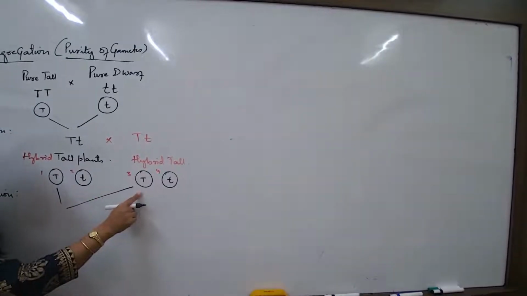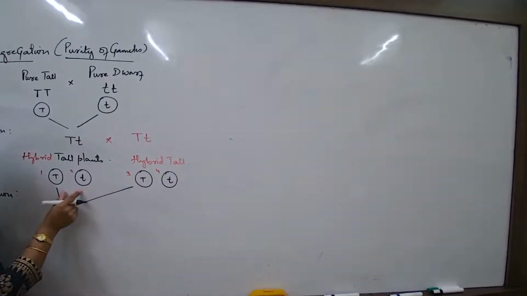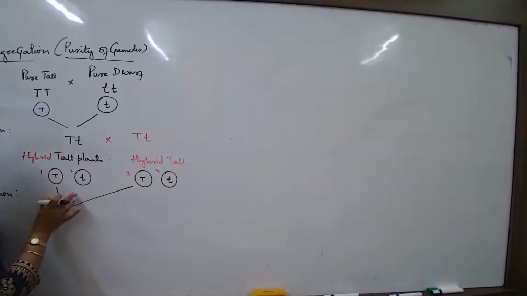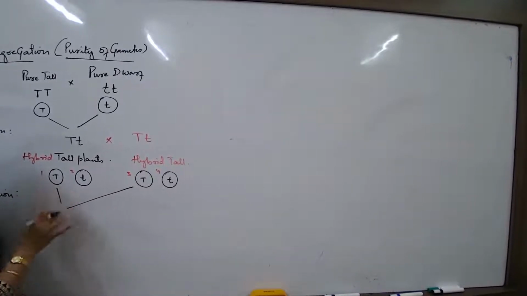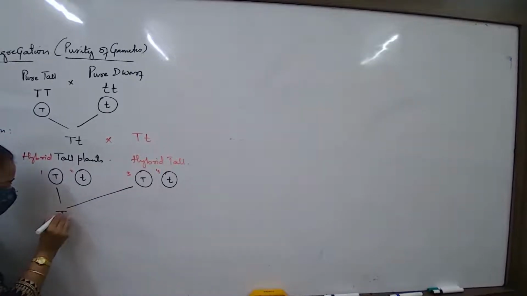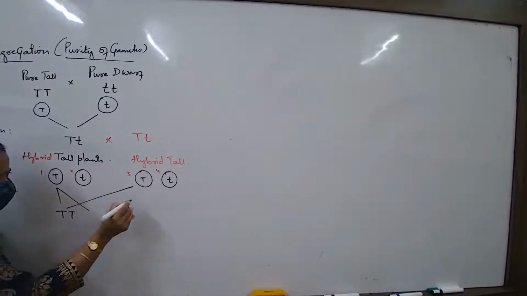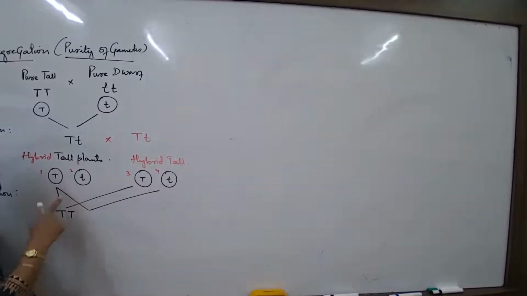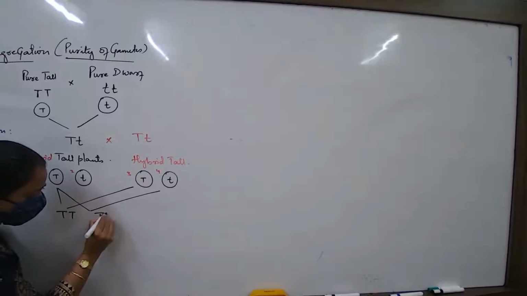So try understanding what I am doing here. 1 and 3. 1 and 2. Some students are doing 1 and 2, but you cannot do 1 and 2 because these are gametes of the same parent. 1 and 3. So 1 and 3 we will do. Then what should the genotype be? This one. Now I'll do 1 and 4. 1 and 4 we will do, then what should the genotype be? Capital T and small t.